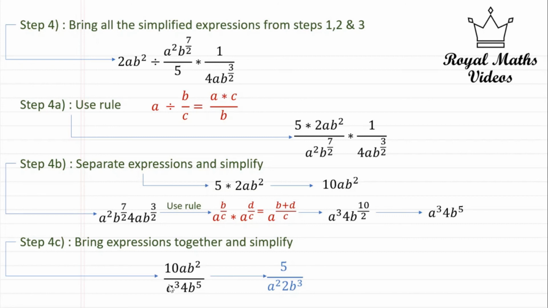So this becomes a squared. And then we can do the same with b, so b to the power of 5 minus b to the power of 2 becomes b cubed. So now this final solution is 5 over a squared times 2 times b cubed.